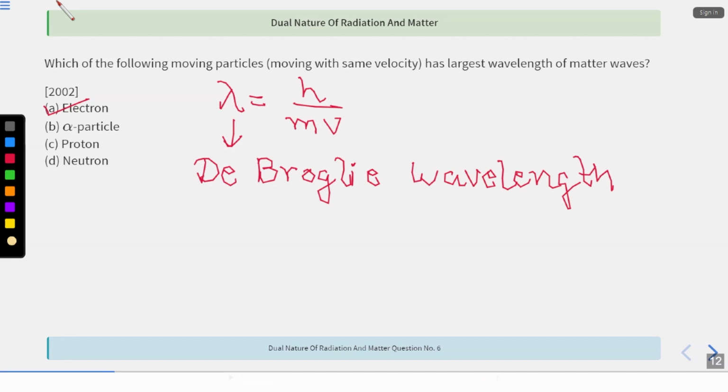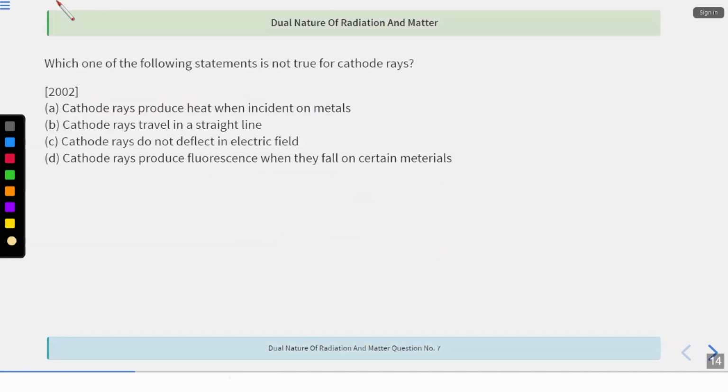And we know that for the same velocity, lambda would be inversely proportional to the mass, right? And out of all these, electron has the least mass, right? So therefore, since it's inversely proportional, the de Broglie wavelength is the maximum. The mass is less, that means the wavelength increases. Therefore, the electron is the one that has the largest wavelength of matter waves. Okay, let's move on to the next question.